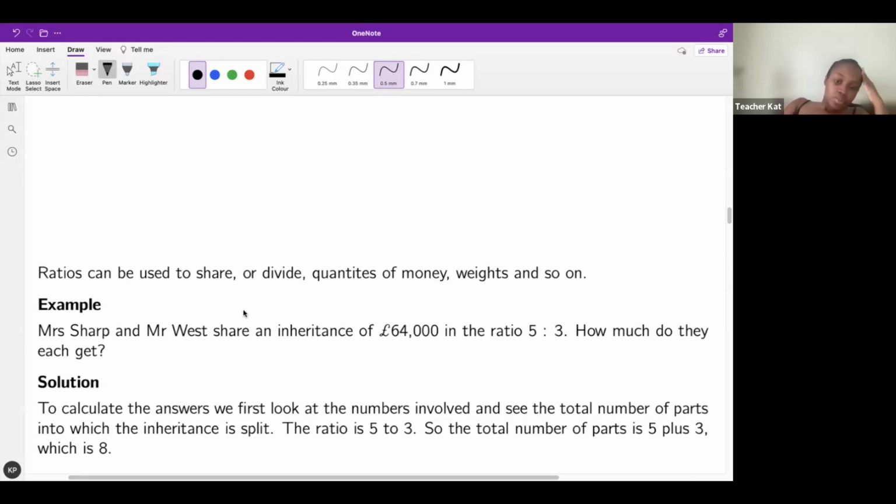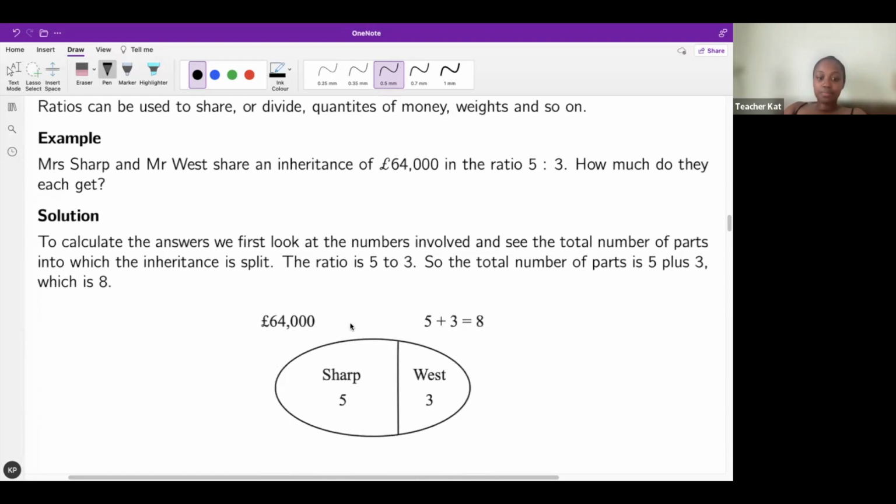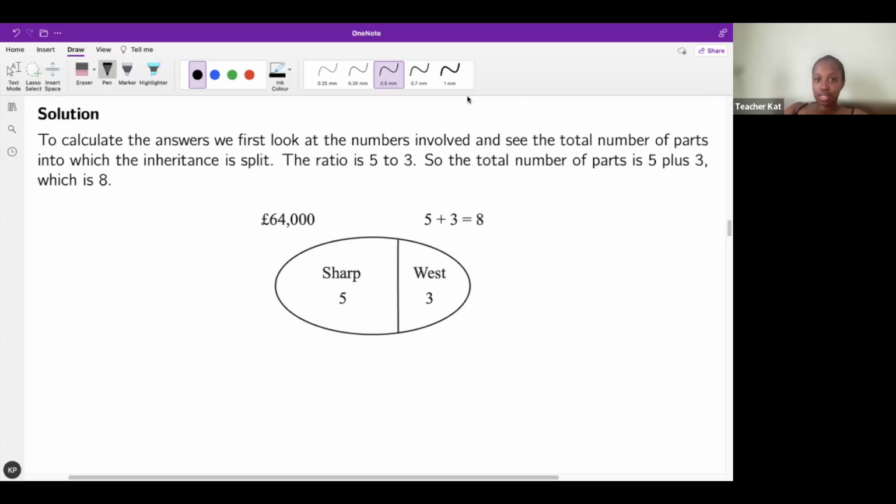Okay, so Mrs. Sharp and Mr. West each share an inheritance of 64,000 in the ratio 5 to 3. How much do they each get? Okay, so I want you guys to look at this egg. Pretend this egg is 64,000, the whole egg, right? So we're going to split this in the ratio 5 to 3. Sharp is going to get 5, and West is going to get 3.